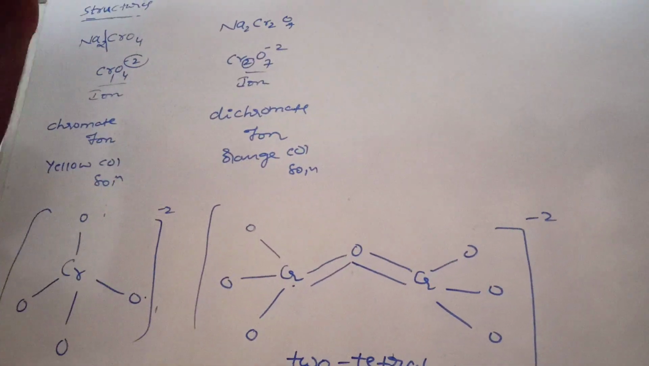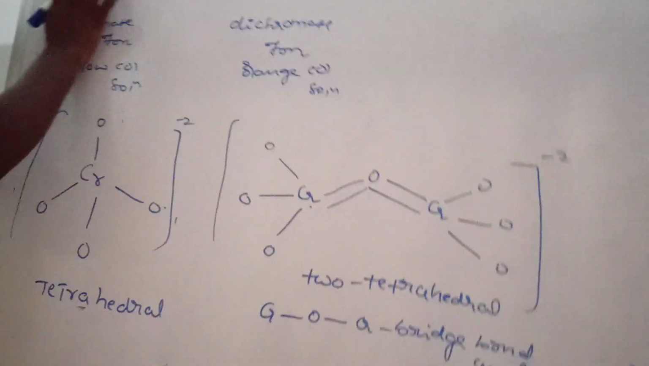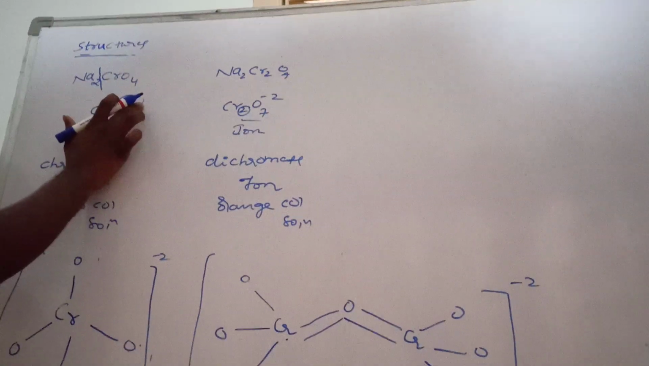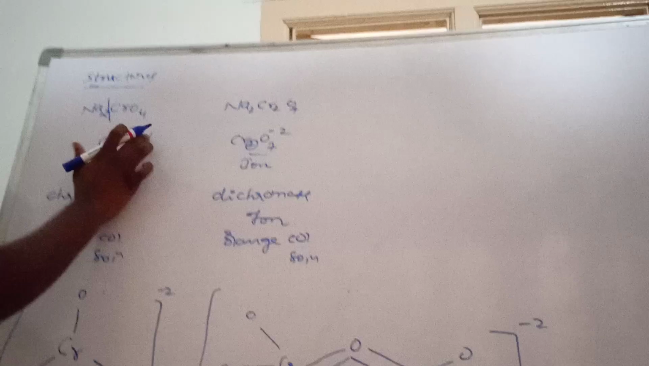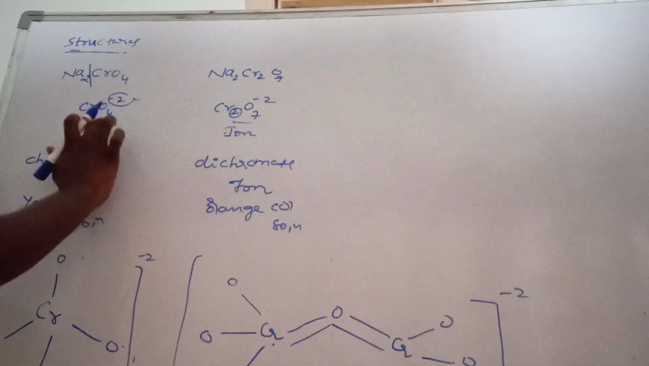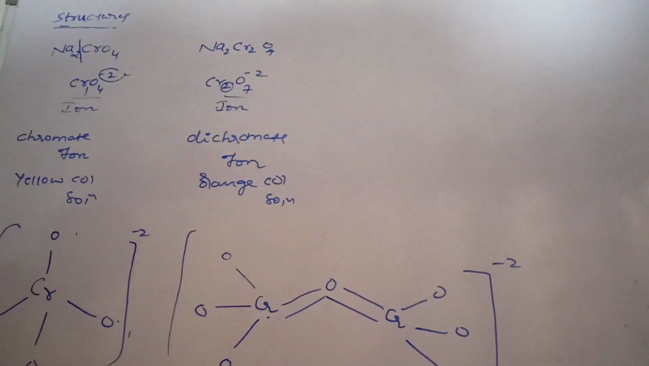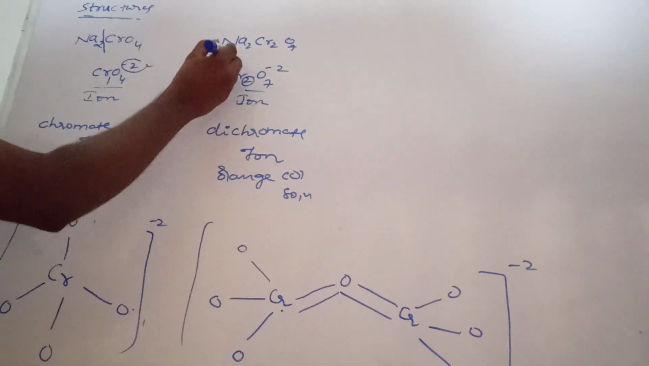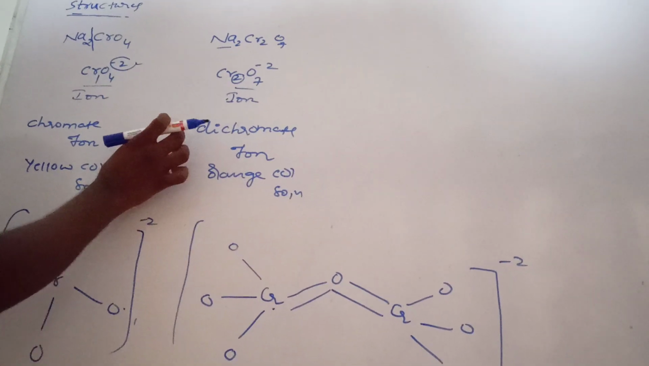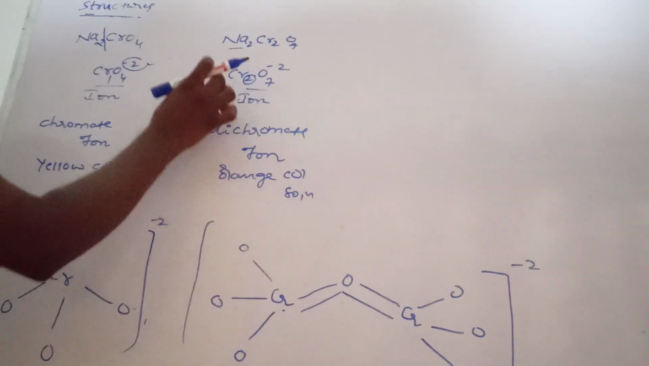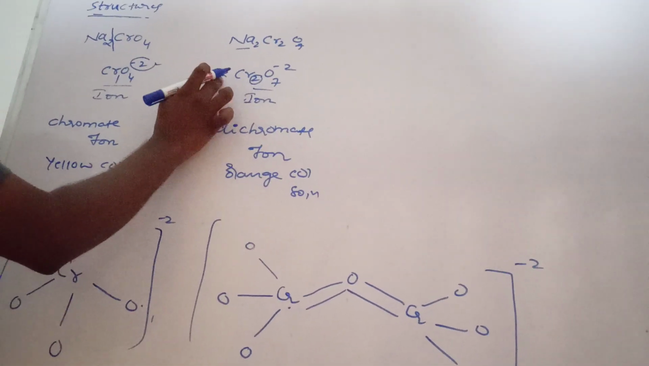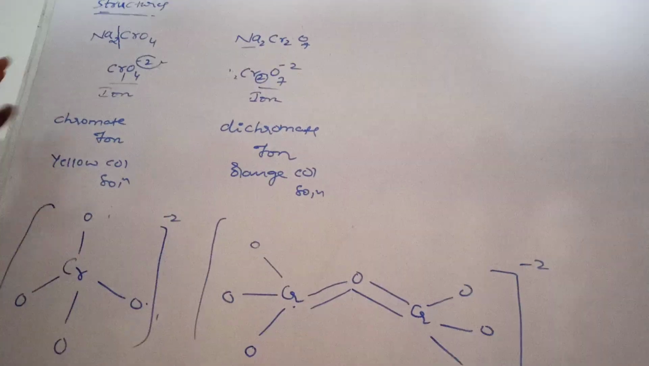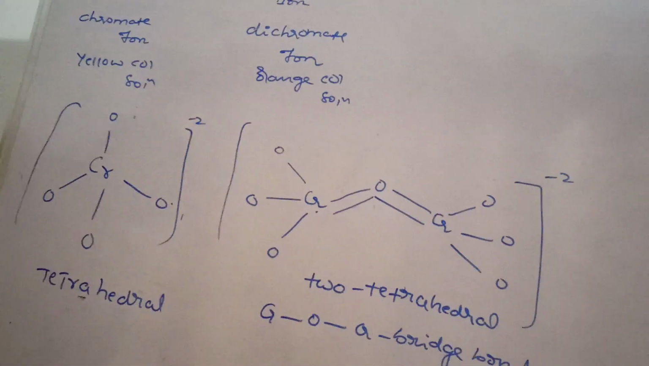Oxoanions. Before I said oxoanions: compounds that contain oxygen and also contain the anion, negative charge. That's why these two compounds are called oxoanions. In case sodium is there, you have to pronounce sodium dichromate. In case potassium is there, you have to pronounce potassium dichromate. These are the structures of two important ionic compounds.